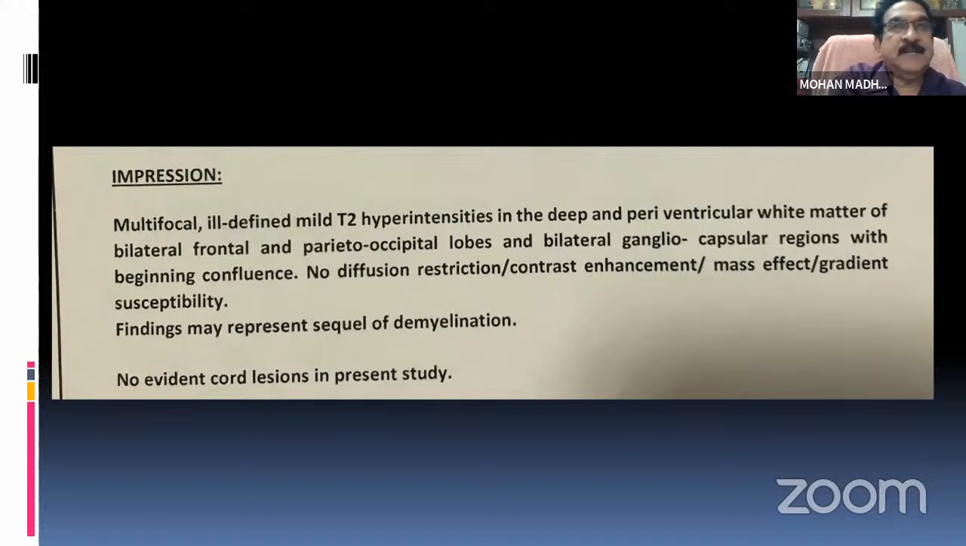Multifocal ill-defined mild T2 hyperintensity in the deep and periventricular white matter of bilateral frontal and parieto-occipital lobes and bilateral ganglio-capsular regions, with beginning confluence. No diffusion restriction, contrast enhancement, mass effect or gradient susceptibility. Findings may represent sequelae of demyelination. No evident cord lesions in the present study.